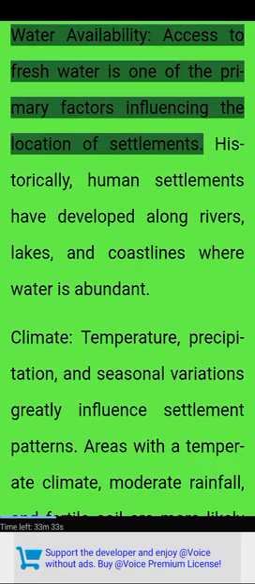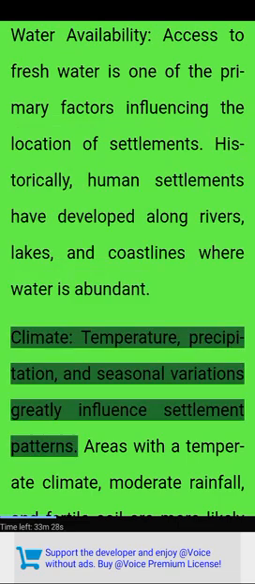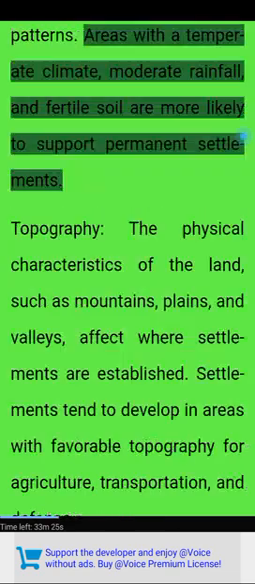Water availability. Access to fresh water is one of the primary factors influencing the location of settlements. Historically, human settlements have developed along rivers, lakes, and coastlines where water is abundant. Climate: temperature, precipitation, and seasonal variations greatly influence settlement patterns. Areas with a temperate climate, moderate rainfall, and fertile soil are more likely to support permanent settlements.